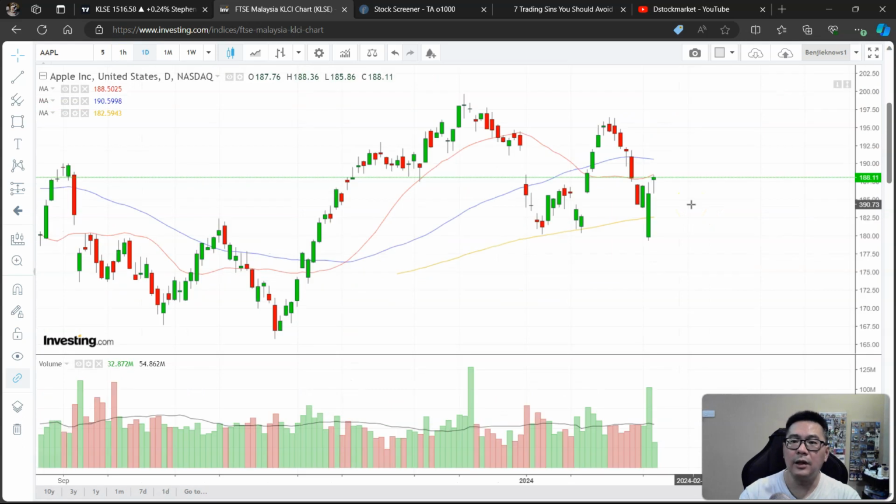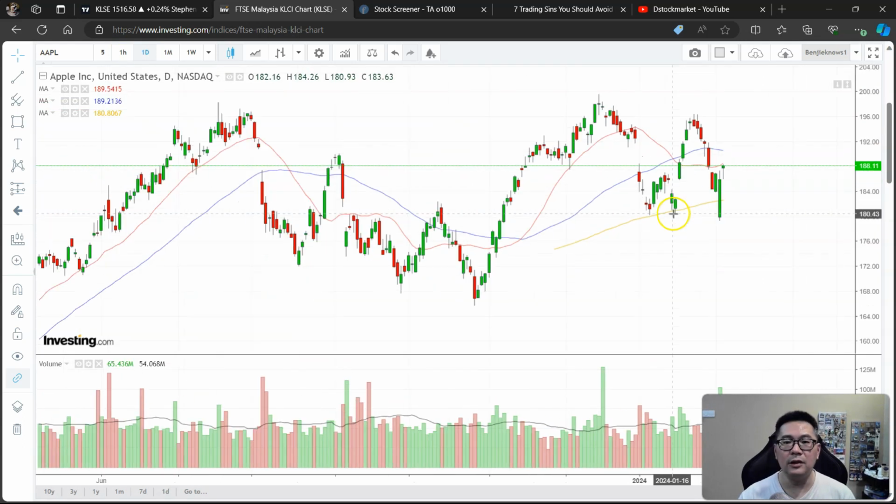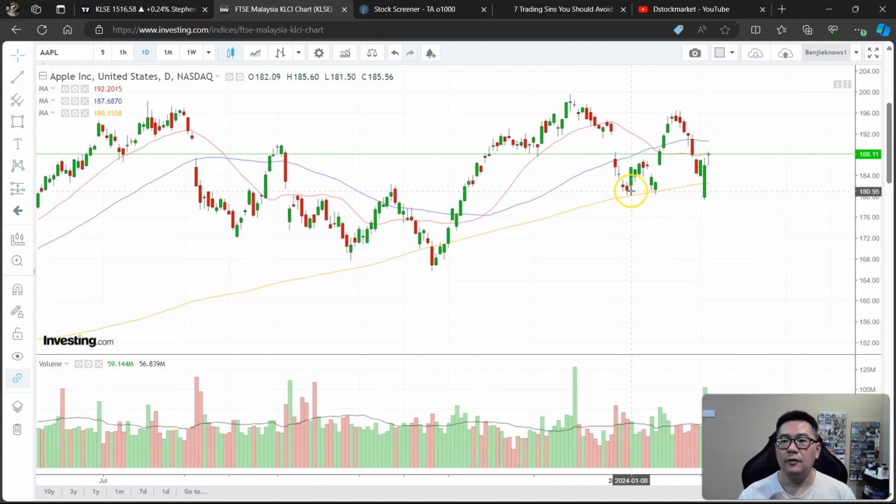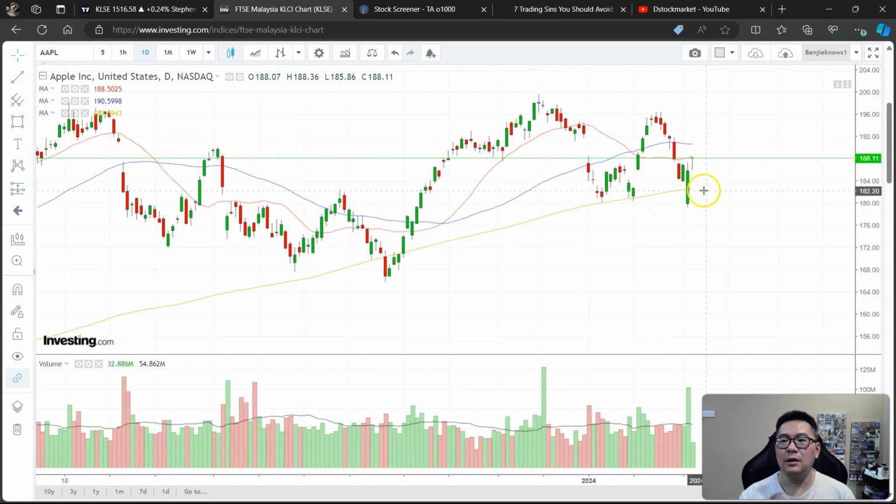So let's look at Apple. Apple is very interesting. It has been able to find support at the 200 MA. This is a daily chart. It found support here, and there's a very big bullish bar on very heavy volume, about 100 million.